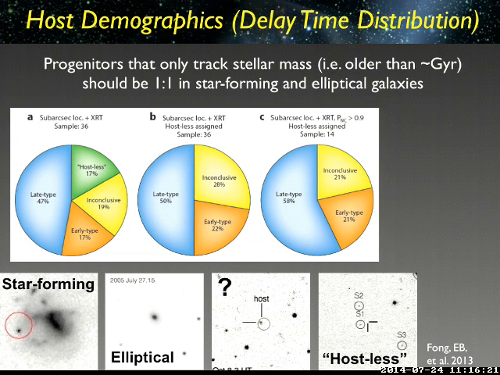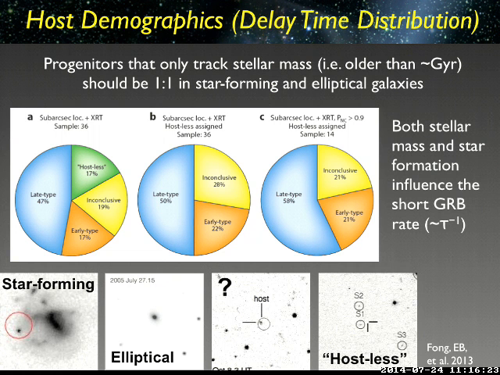So what this is telling us is that both stellar mass and star formation influence the short GRB rate. And that ratio is roughly consistent with a distribution that goes like tau to the -1, a merger distribution.